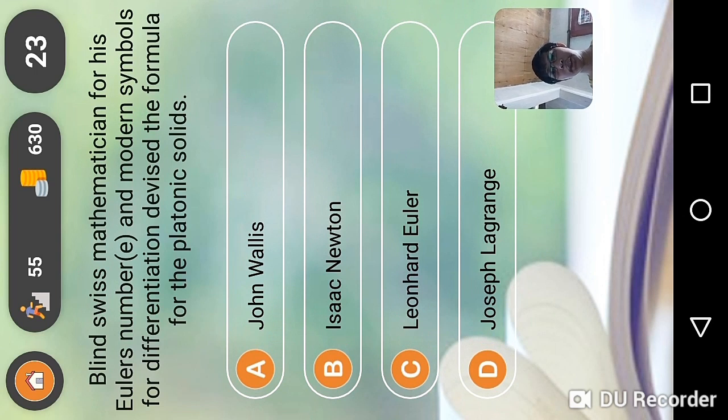Blind Swiss mathematician known for Euler's number e and modern symbols for differentiation, and devised the formula for the Platonic solids. Leonhard Euler.